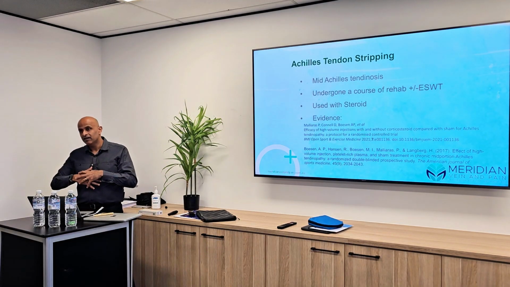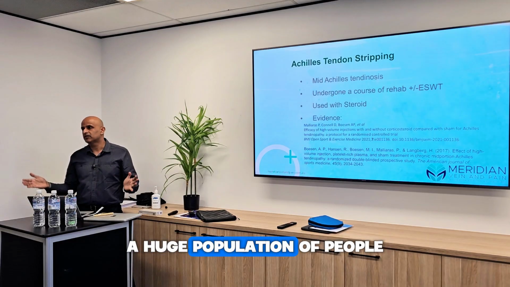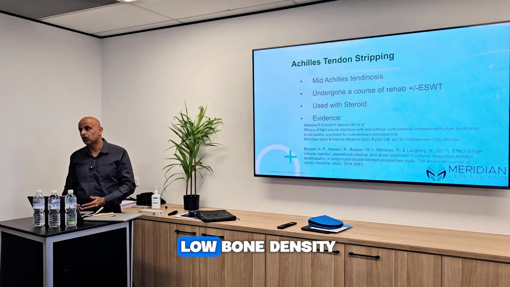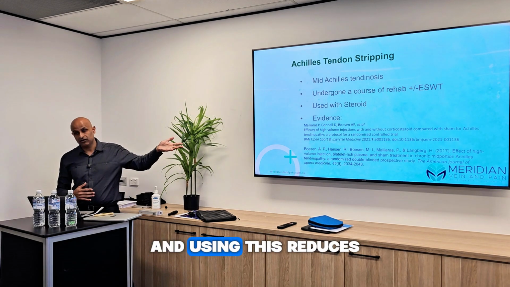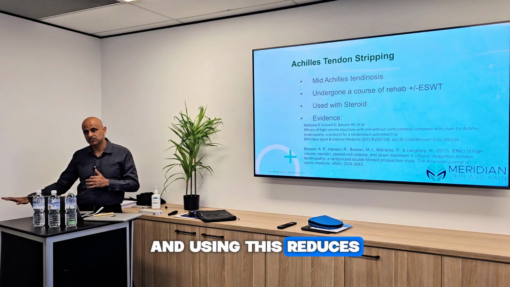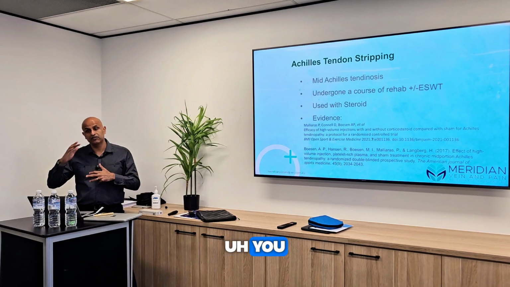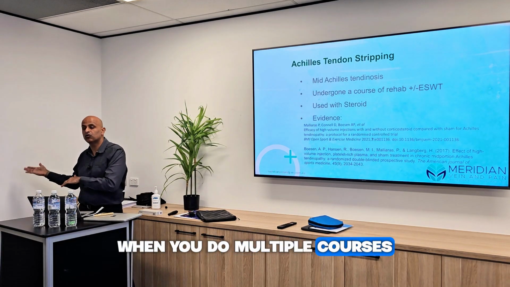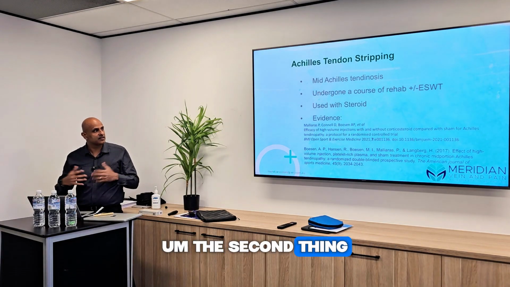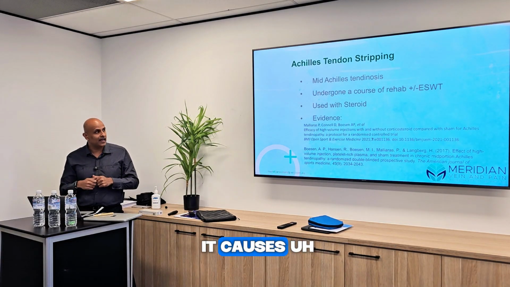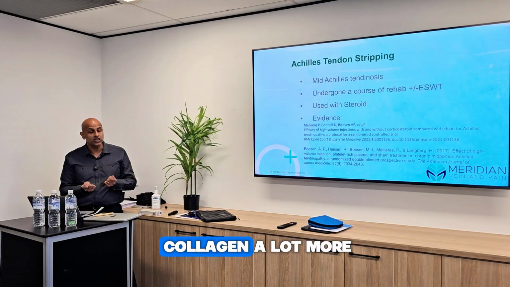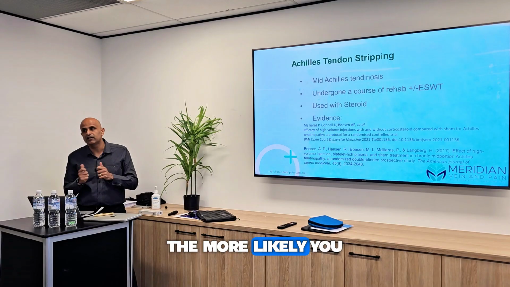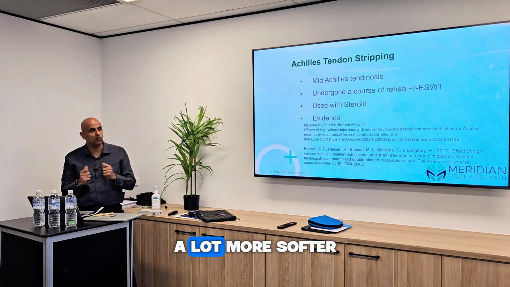We have a huge population of people, certainly in the older age group, who have got really low bone density. Using steroids reduces their bone density when you do multiple courses. The second thing that it does is it causes laxity and breakdown of collagen a lot more. So the more cortisone you use, the more likely you are to make the soft tissues a lot softer.